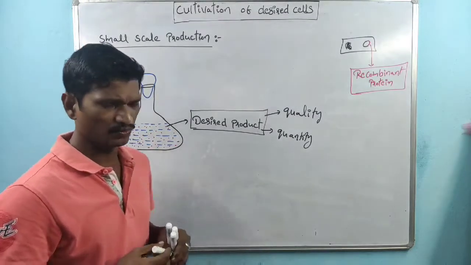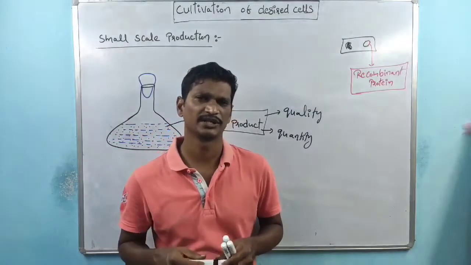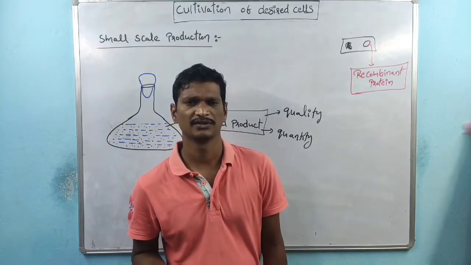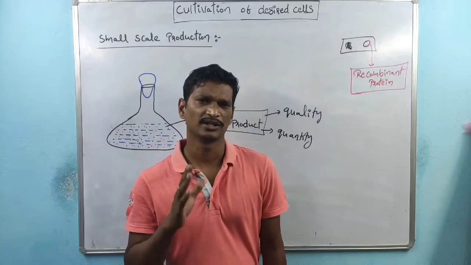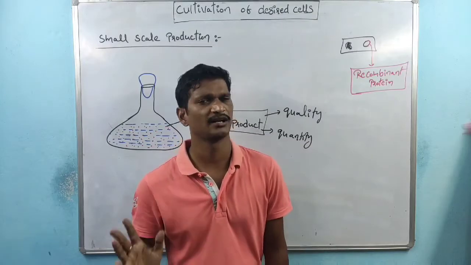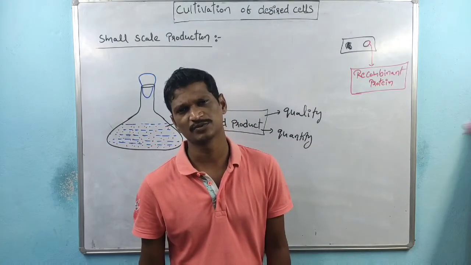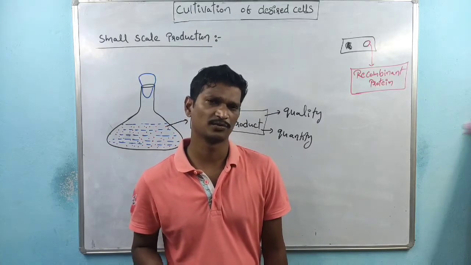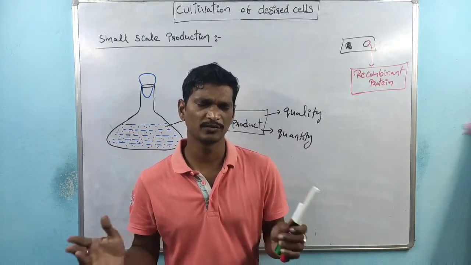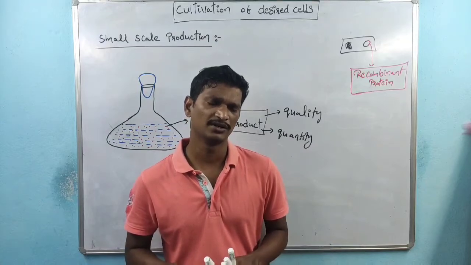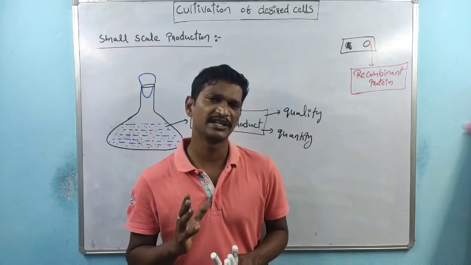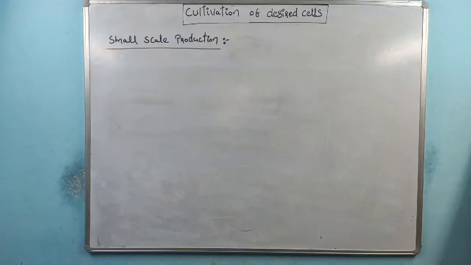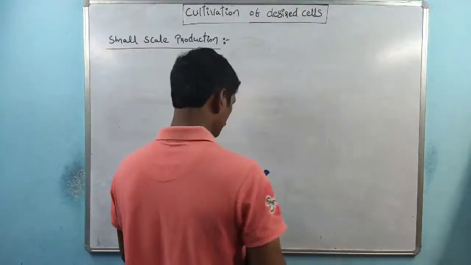That is nothing but checking whether the isolated recombinant cell is producing the desired product or not. That is the first point. Then, whether the product produced has quality or not. Whatever desired product the recombinant cells produce, both are checked: how much product is produced and how much quality is maintained. That is about small scale production.